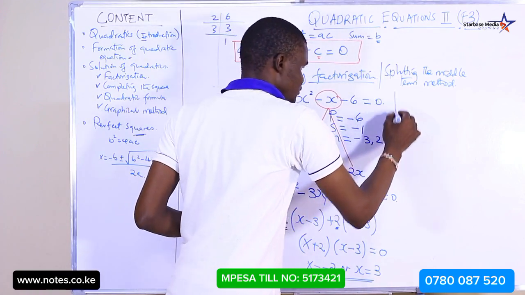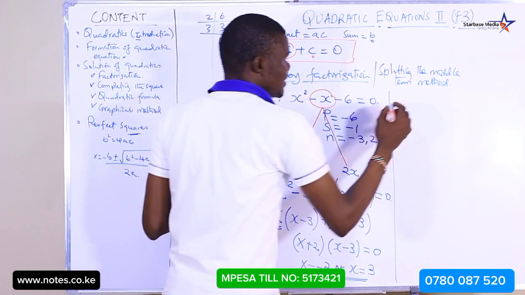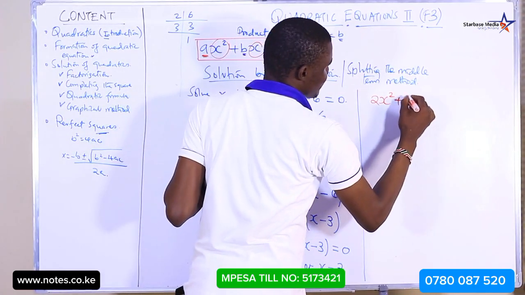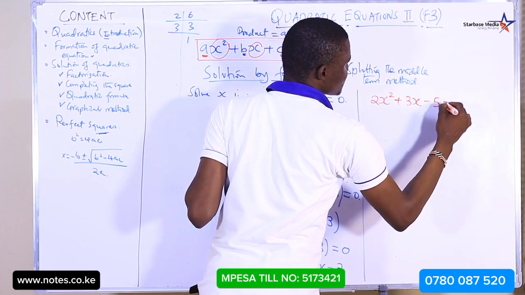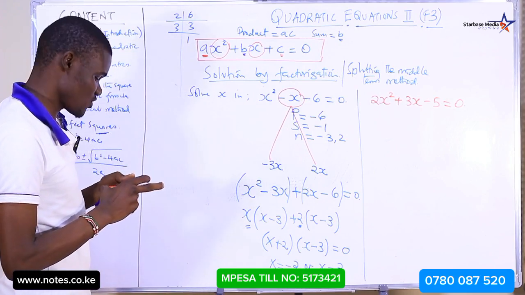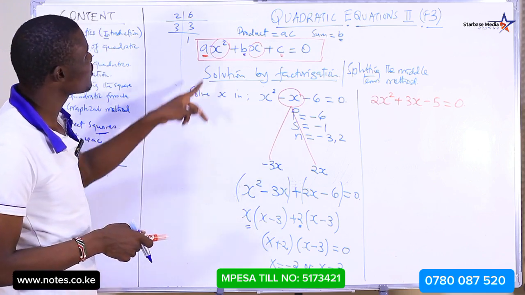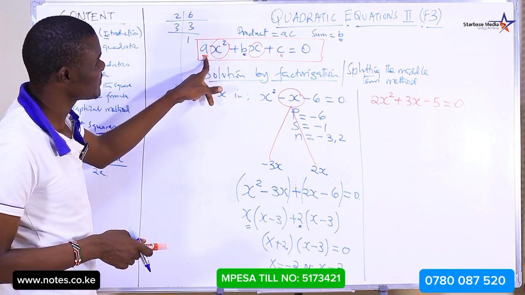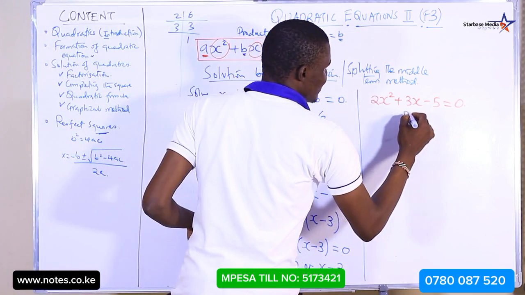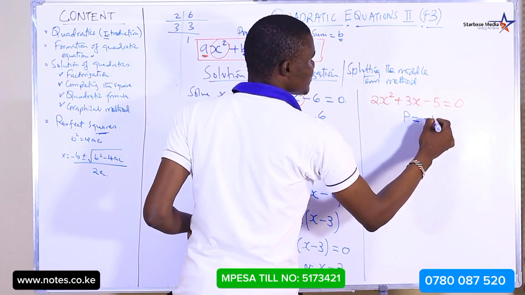For example, we have this here. Let me write it in red. 2x squared, then plus 3x minus 5 is equals to 0. When you want to solve that by factorization, as I said, you get the product. And in getting the product, you will multiply the coefficient of x squared, which is a, by the y-intercept, which is c. So what do you get here? You will get 2 by negative 5, which is negative 10.